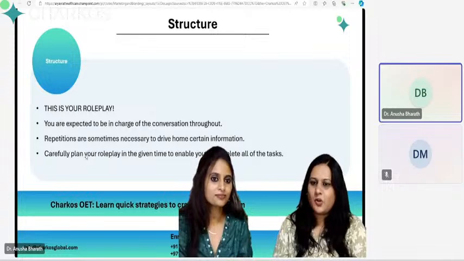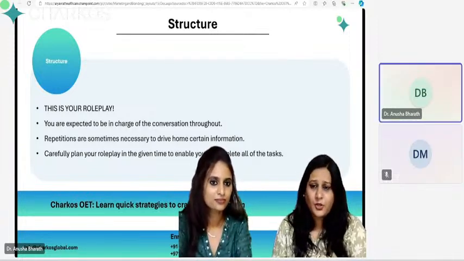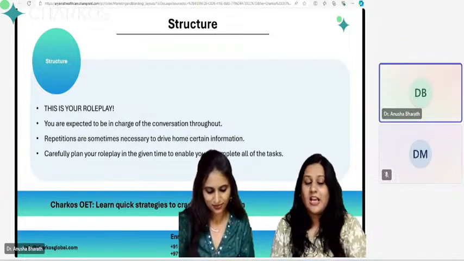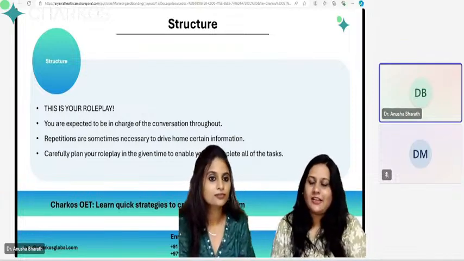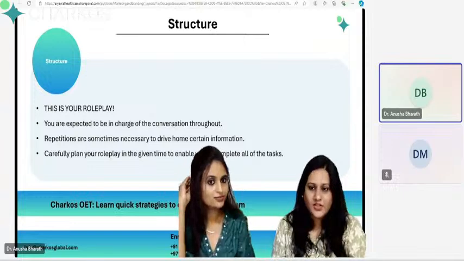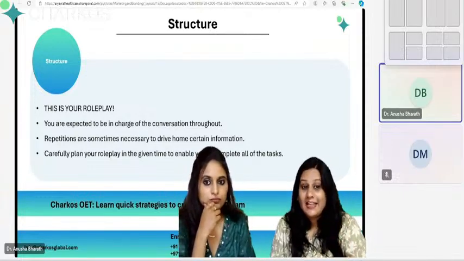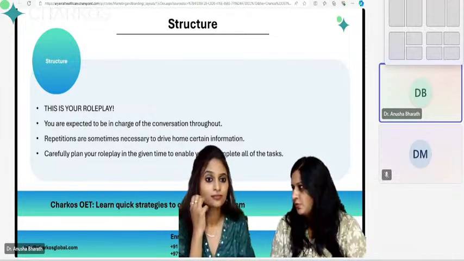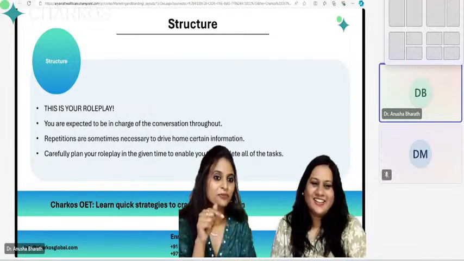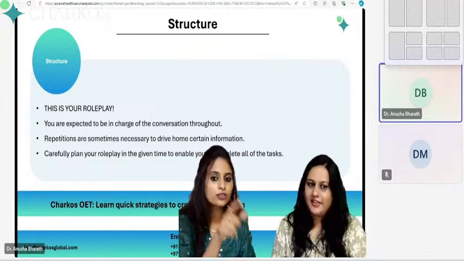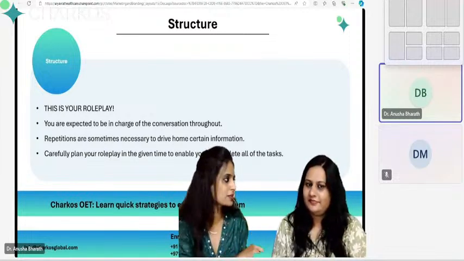So the structure of the role play: of course, you are expected to be in charge of the conversation throughout. And keep one thing in mind, it is always you who will start the conversation. And you're not supposed to end the conversation unless you are asked to. If the time is up, then you're, of course, supposed to stop. If not, please go on. This is where the repeat factor comes into play.